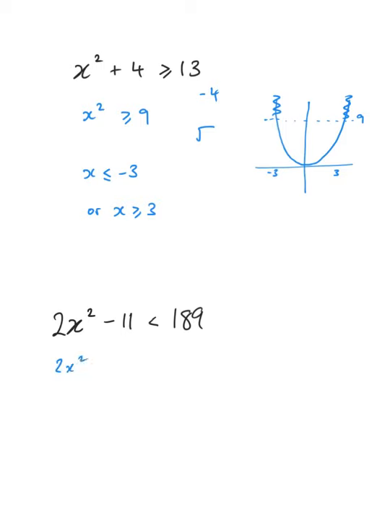Let's have a look at another example. So 2x squared minus 11 is less than 189, so 2x squared is less than 200. x squared is less than 100. So I need to find the square roots. So I want x squared being less than 100.